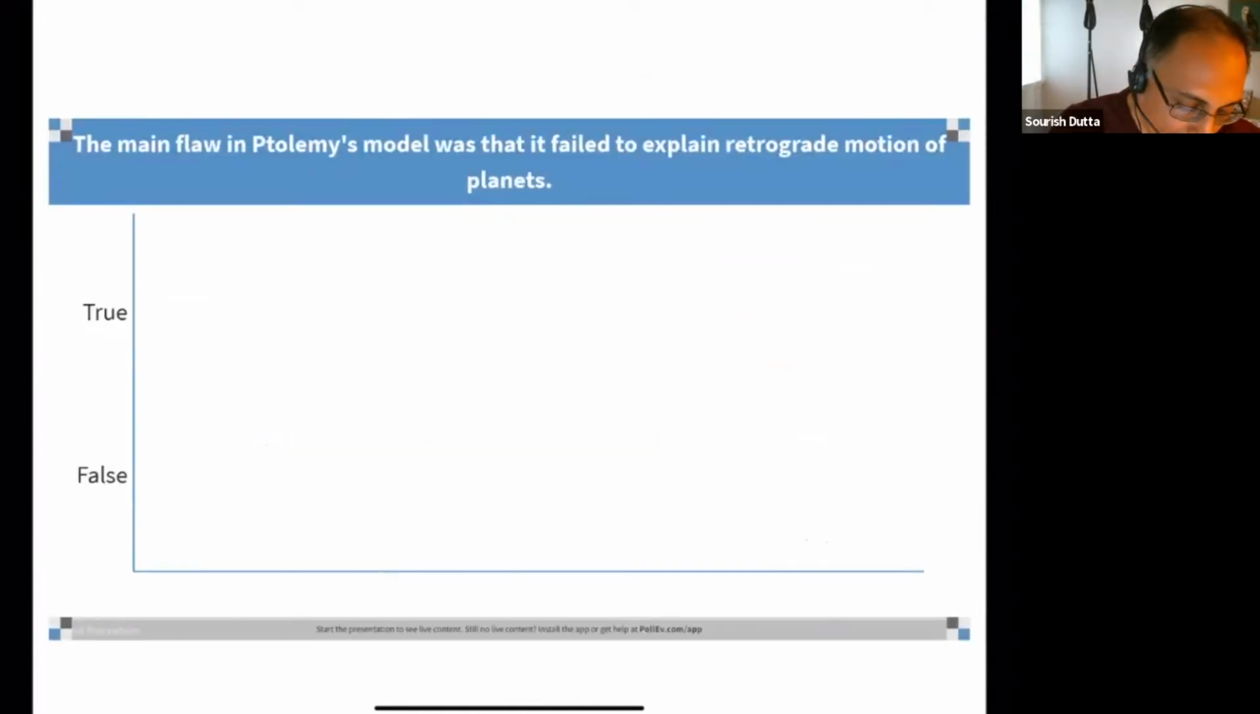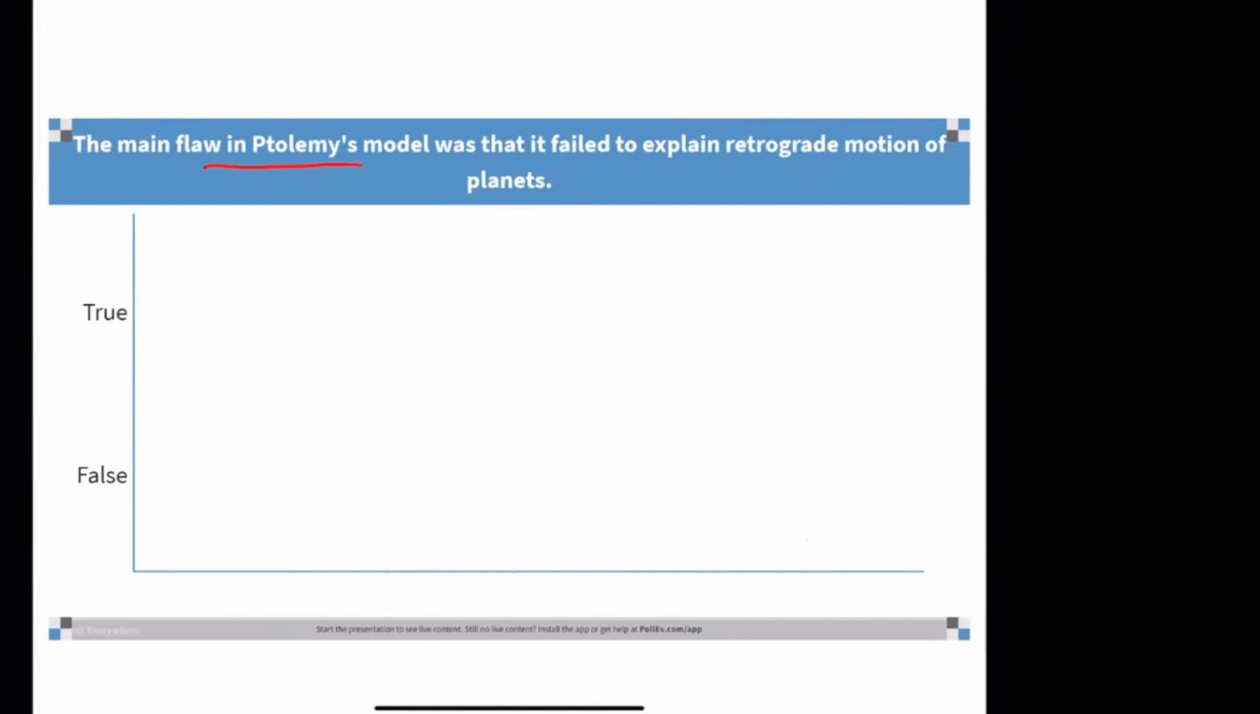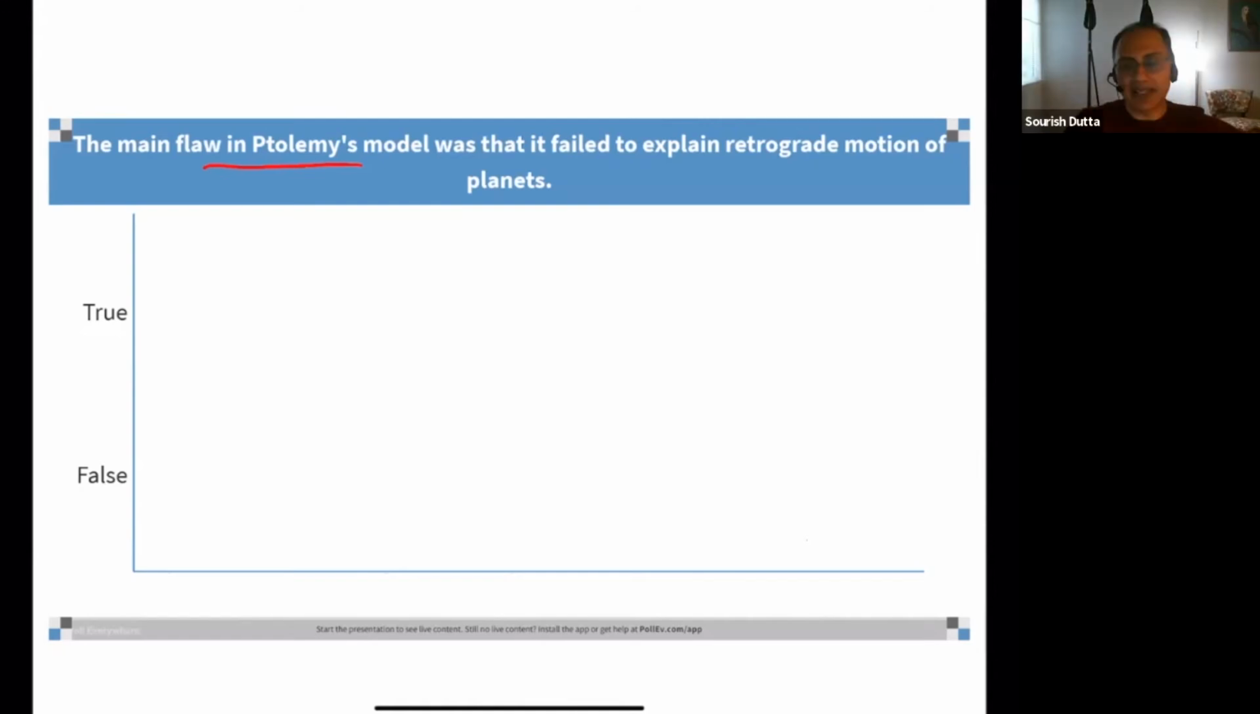Okay, so we talked about this question. The main flaw in Ptolemy's model was that it failed to explain the retrograde motion of the planet. Do you think that's true or false? Was Ptolemy's model unable to explain the retrograde motion? I guess it was not unable to explain it. It just was very complicated. Yes, exactly. Very good. So it was able to explain it, but it was not the true explanation, and it was horrendously complicated. So the correct answer is that this is false.